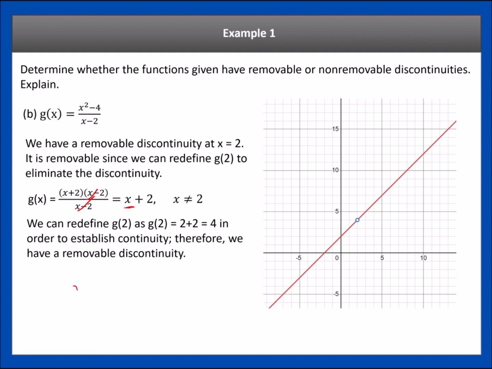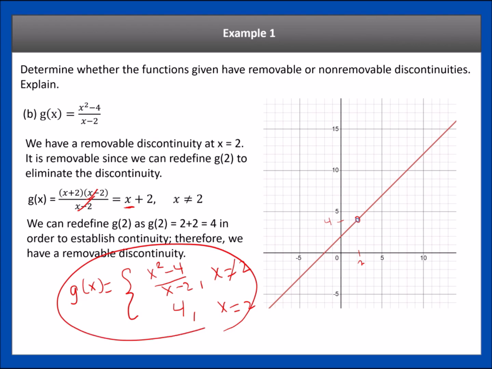So if I defined g of x as the piecewise function given by x squared minus 4 over x minus 2 when x is not equal to 2, and then I define it as 4 when x is equal to 2, well then I'm able to eliminate the hole. If you see the graph here, you can see the hole at x equals 2 when the y value is 4. See this hole right here? This is the function g of x, and it's clearly a hole, so it's a discontinuity. However, it's removable because if I define it in this way, I can actually fill in that gap. This is why we refer to it as removable.